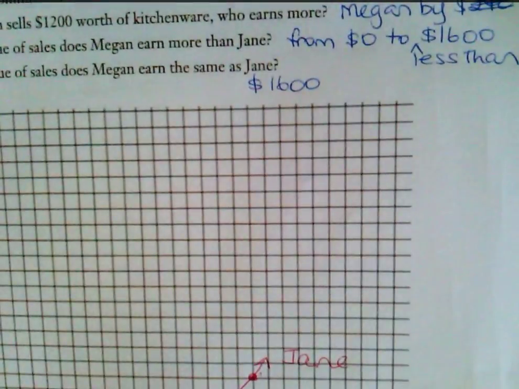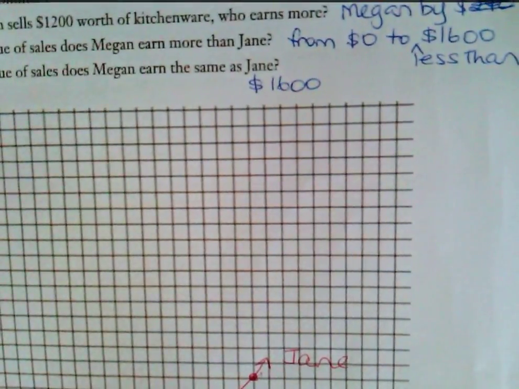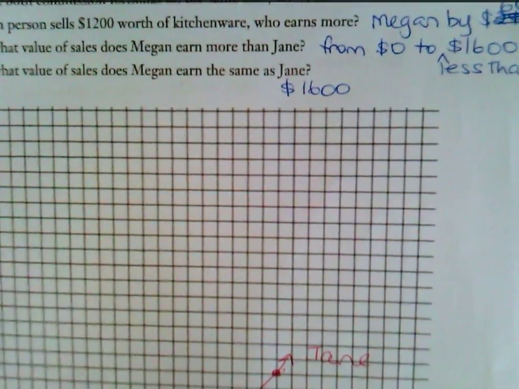1,600. So, girls, which commission would you choose? If you know you're going to sell a lot, you would choose Jane's formula. But if you don't think your sales are going to be very high, you'll go with Megan's rate of commission. All right?